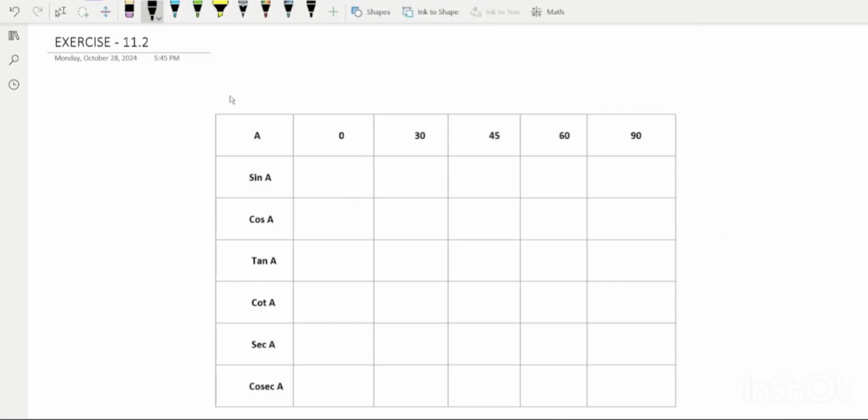So as per the table, the angle is at A, and these are the trigonometric ratios: sin A, cos A, tan A, cot A, secant A, and cosecant A. And here you have the angles: 0 degrees, 30 degrees, 45 degrees, 60 degrees, and 90 degrees.